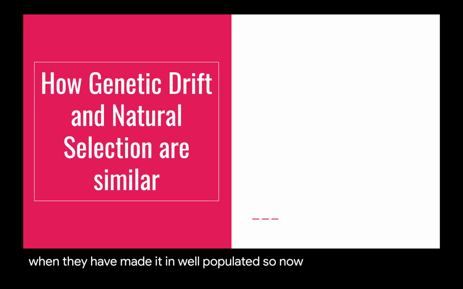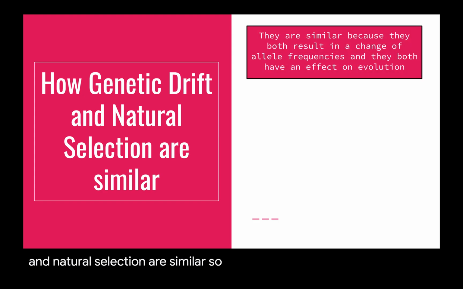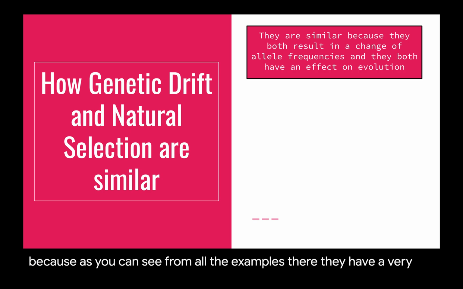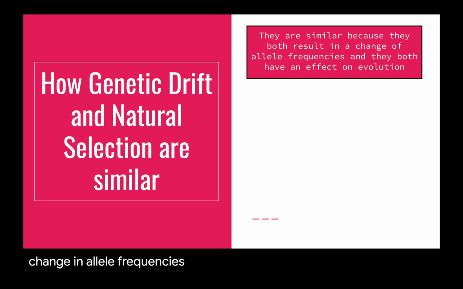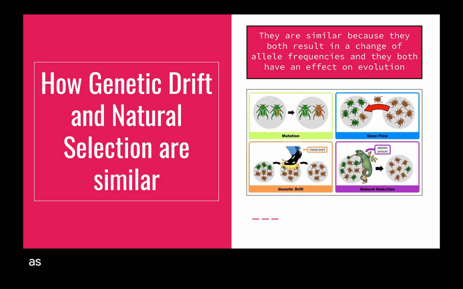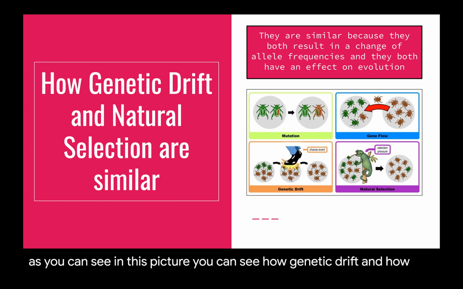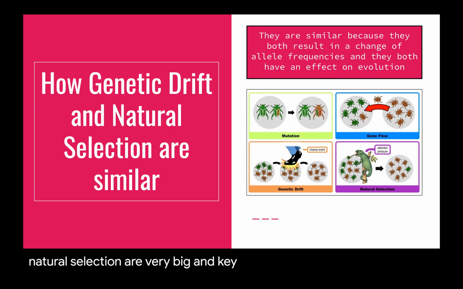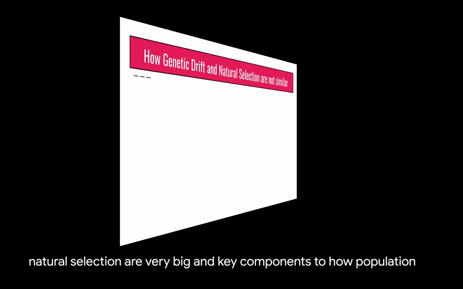So now, how are genetic drift and natural selection similar? The reason they are similar is because, as you can see from all the examples, they both cause a very big change in allele frequencies, and they both majorly affect evolution. As you can see in this picture, genetic drift and natural selection are very big and key components to how populations survive.